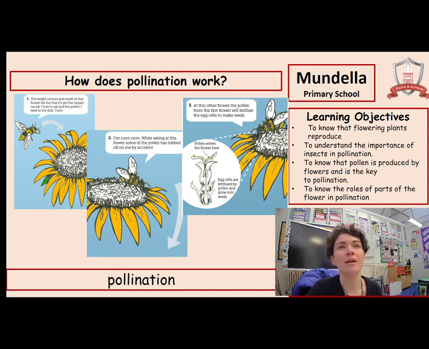In number 2, while eating at this flower, some of the pollen has rubbed off on me by accident. And in part 3, at this other flower, the pollen from the first flower will fertilise the egg cells to make seeds. So as we've got a little kind of close-up here, what's going on? The pollen enters the flower and the egg cells are fertilised by the pollen and they grow into seeds. So the process of reproduction, that making a copy, can happen.